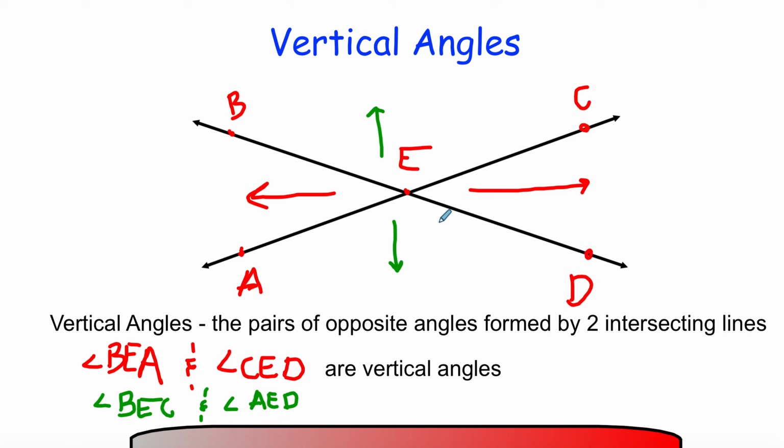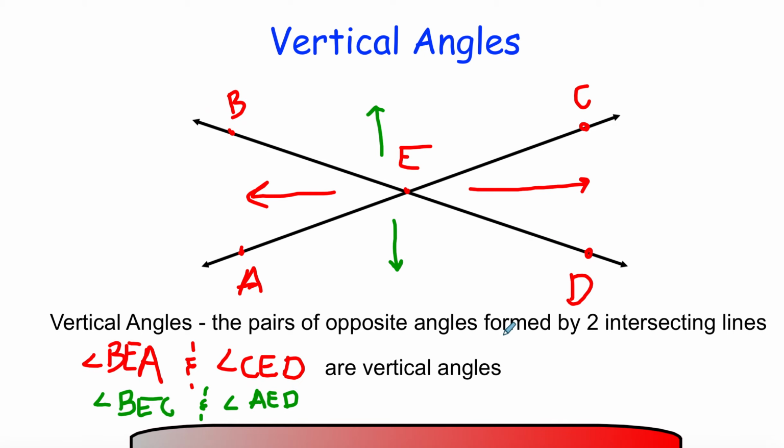Okay, so the pairs of opposite angles formed by intersecting lines are called vertical angles. Okay, they're called vertical angles. Why are they called vertical angles? Don't exactly ask me why. I think the idea is that they're exactly opposite of each other.